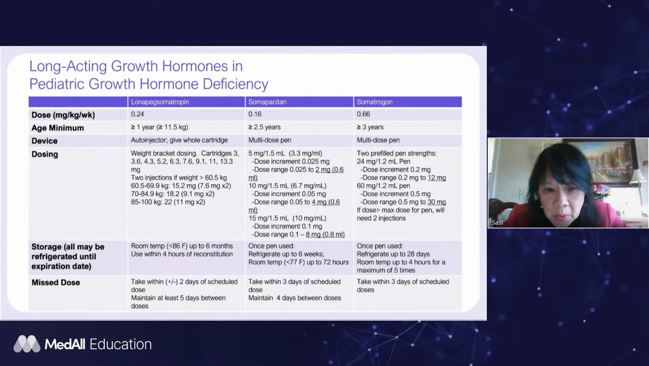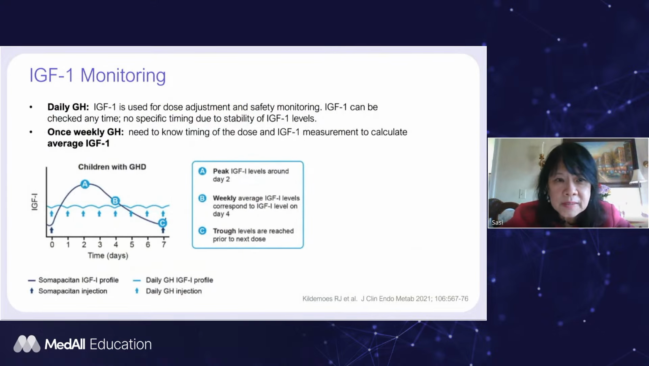And if you have a missed dose, they recommend giving within 2 days of the scheduled dose, and keep it at least 5 days apart between doses for lonapegsomatropin, or 4 days for somapacitan, or 3 days for somatrogron. So this is something that you have to look at, all the details of how to prescribe the long-acting growth hormone when using different types. We also need to do IGF-1 to monitor, to make sure that the dose is given appropriately, not too much or not too low.